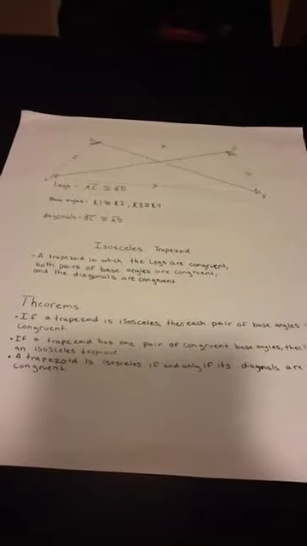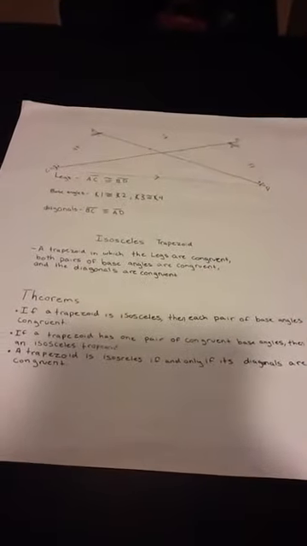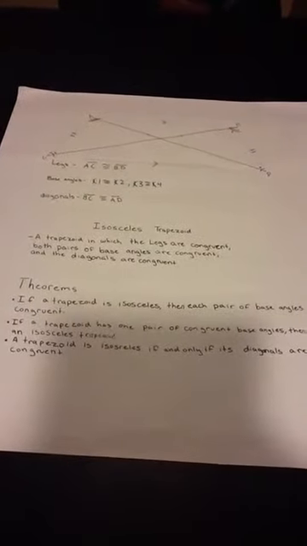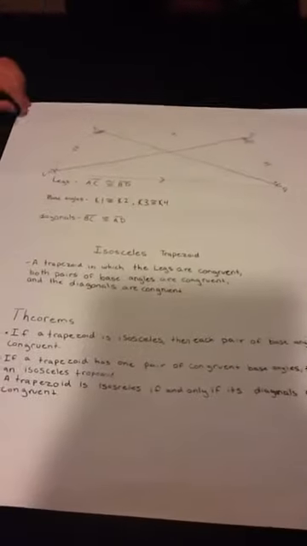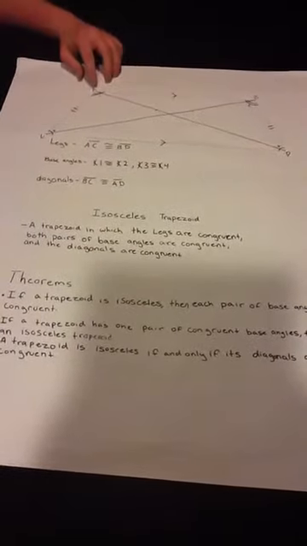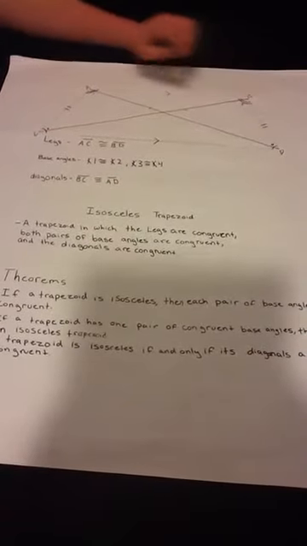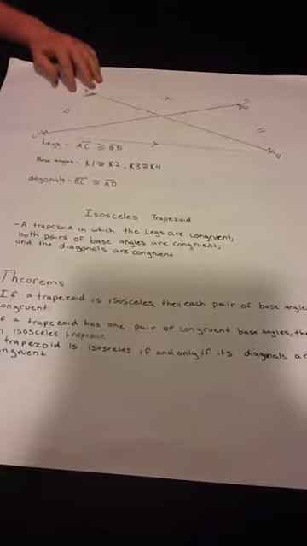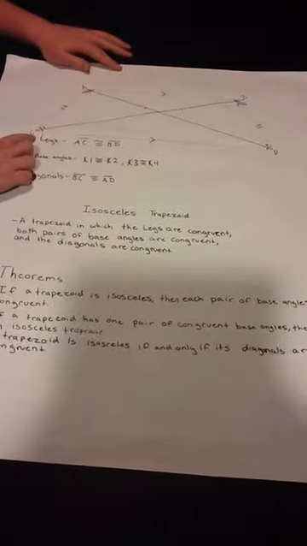Isosceles trapezoid. A trapezoid in which the legs are congruent, both pairs of base angles are congruent, and the diagonals are congruent. If we look at this model, we can see that leg AC is congruent to leg BD. You can see that diagonal AD is congruent to diagonal BC. You can also see that this pair of base angles are congruent and this pair of base angles are congruent.